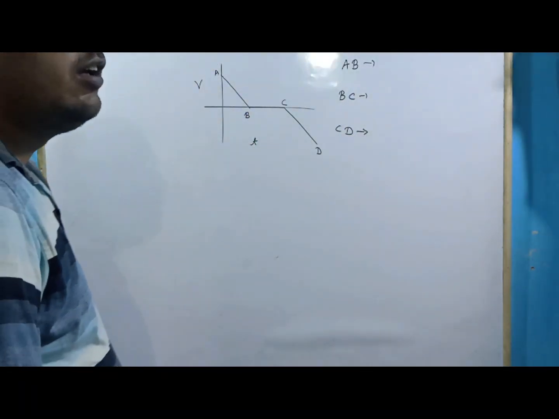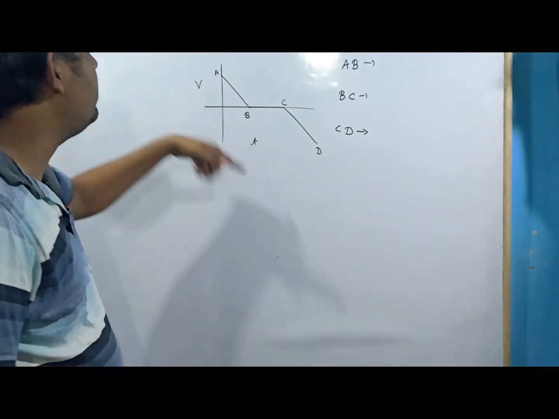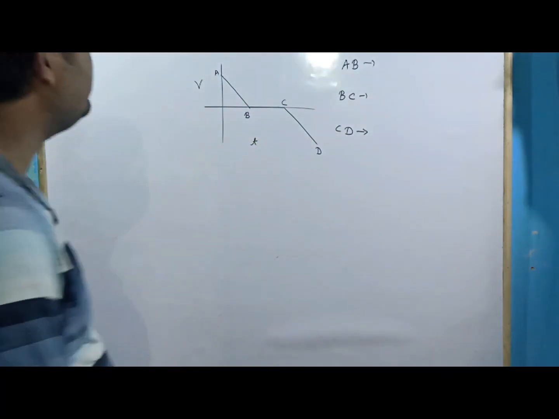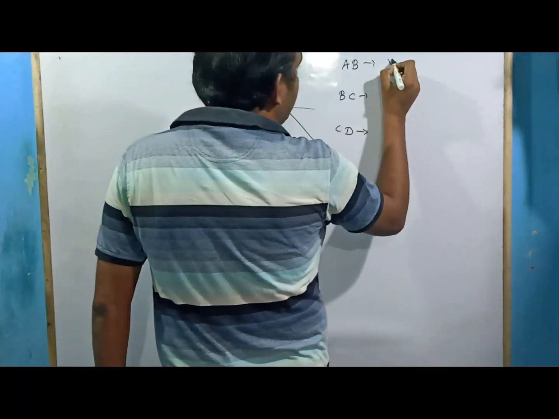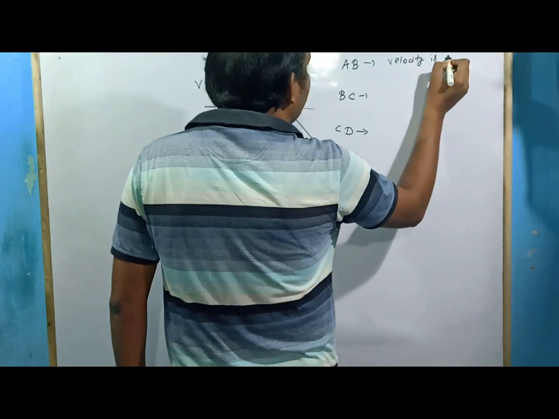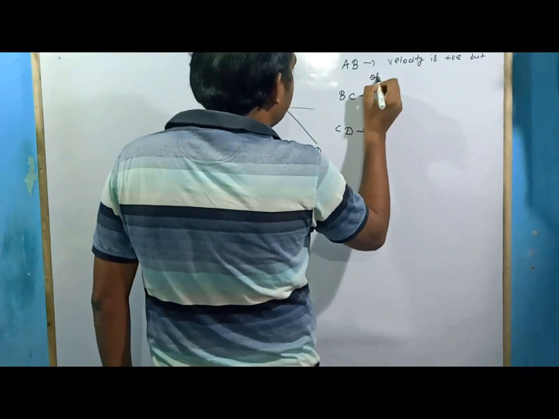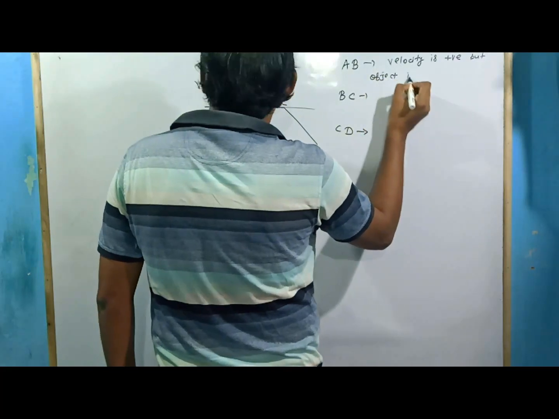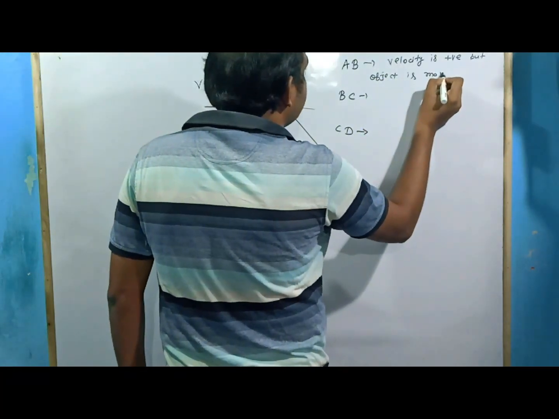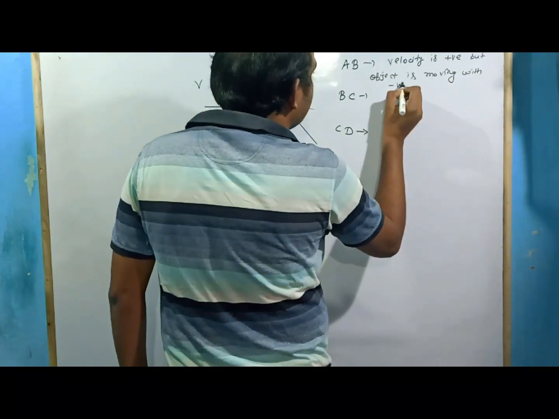So what does the graph look like from A to B if this is a velocity time graph? So I can say that from A to B, velocity is positive, fine, but the object is moving with negative acceleration.